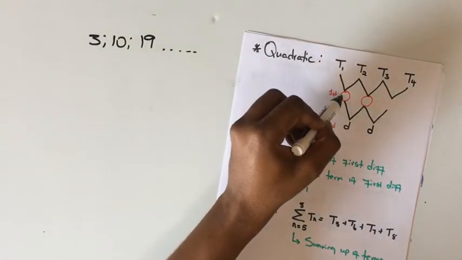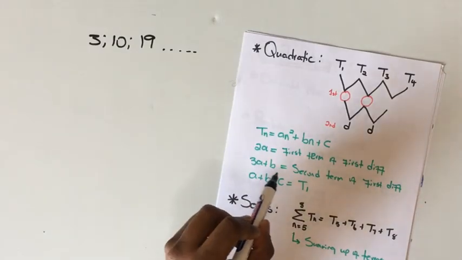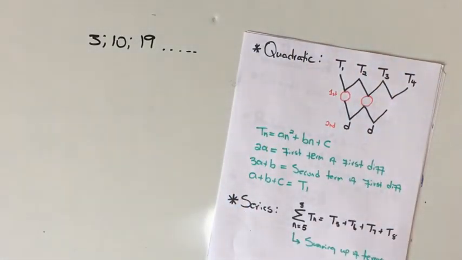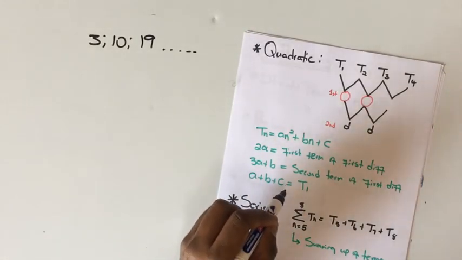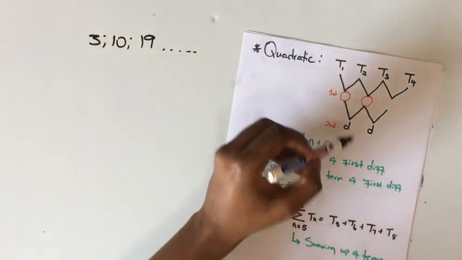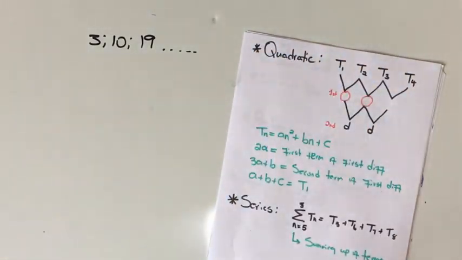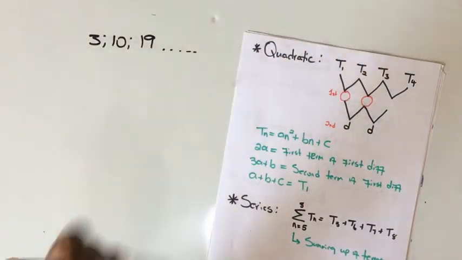2a is equivalent to that value there, and then 3a plus b is equivalent to that value there. So I'm going to quickly show you that. And then your c is going to be found from a plus b plus c, which is equivalent to the first term. So basically using this, that, and that.